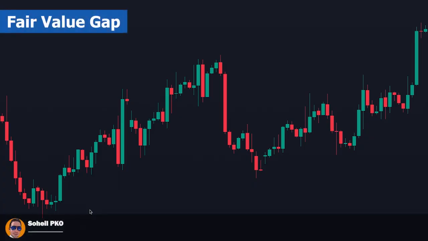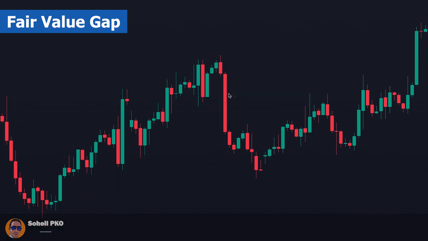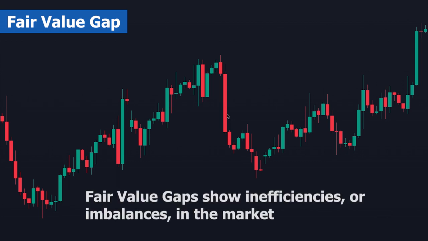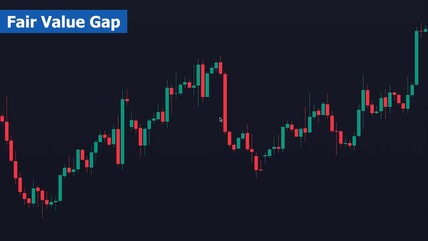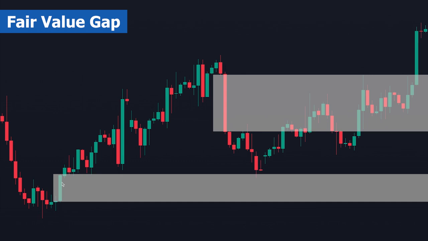The next concept that you must understand is fair value gap. As I explained earlier, when the price reaches liquidity levels and after that we have a reversal of the price, usually we have displacement, and inside the displacement, fair value gaps are created and they show inefficiencies or imbalances in the market. These imbalances are created on the chart in the form of a 3 candles pattern, in which the middle one is a large candle, and for the other 2 bordering candles, their lower shadow and upper shadow should not overlap, and also it's better not to have overlap of the body of the middle candle with the other 2.